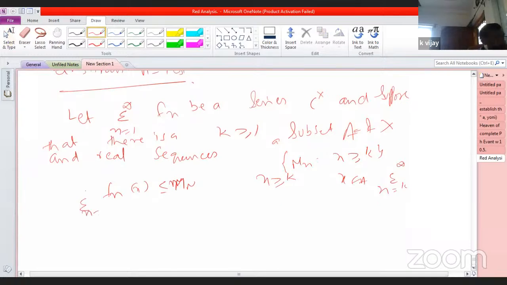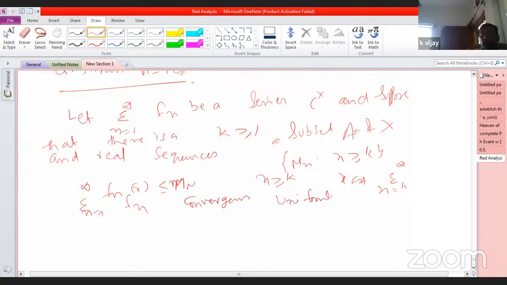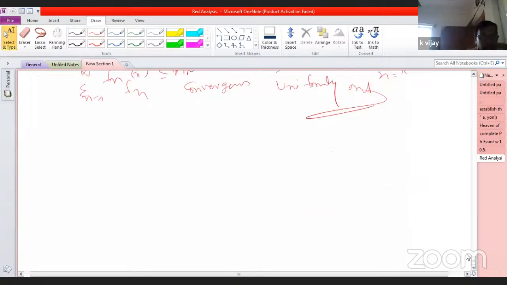So where M_n is convergent, we have to prove here summation of n equal to 1 to infinity f_n converges uniformly on A. We are writing here f_n converges. So in words, this is the statement. You have to write the proof we are taking here.